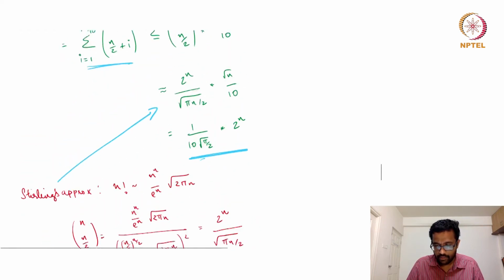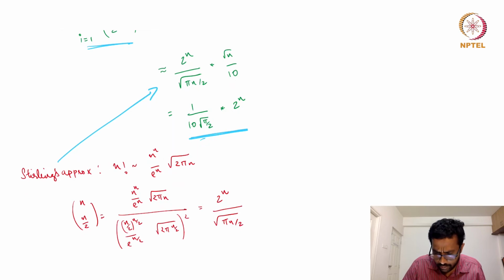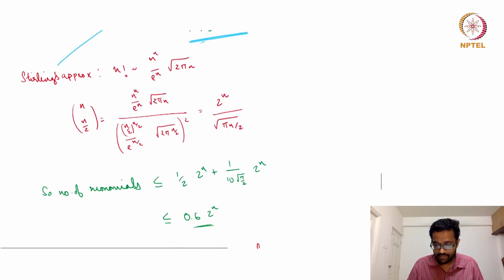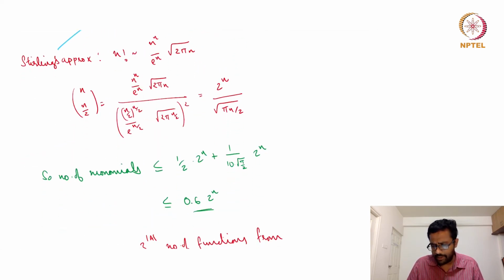Okay. Now what is 1 divided by 10 square root of pi by 2? Anyway, it is smaller than 1 by 10, right? Whatever square root of pi by 2 is, pi by 2 itself is 1.57, and the square root of that is something between 1 and 2, let's say. So this is less than 1 by 10.